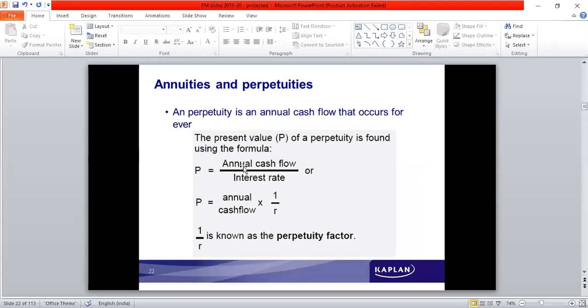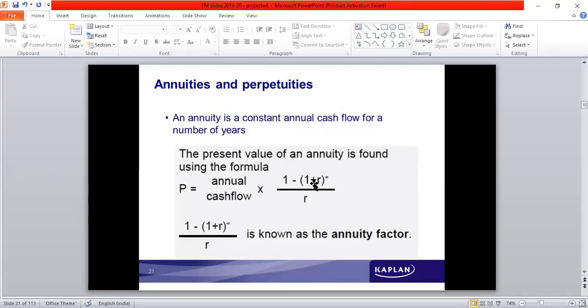Perpetuity is forever. There is no end, infinity. So the formula will be, here it says 1 plus r to the power of infinity. Infinity is not known. Anything to the power of infinity is 0. So 1 minus 0 by r. So we will be left with the formula as cash flow into 1 by r.